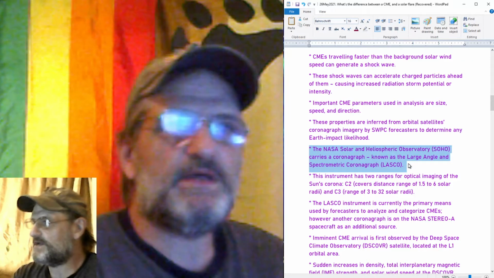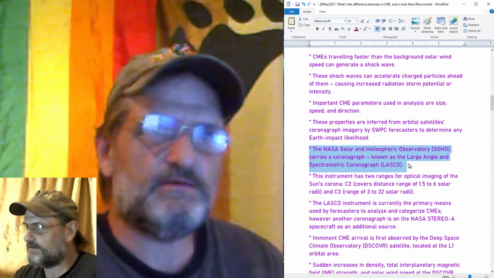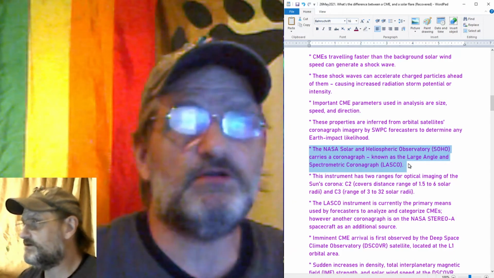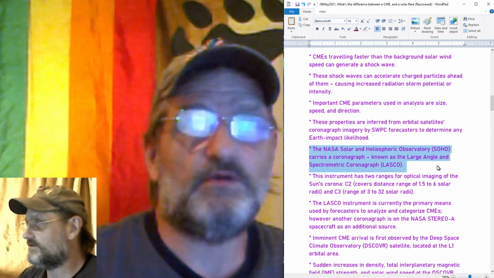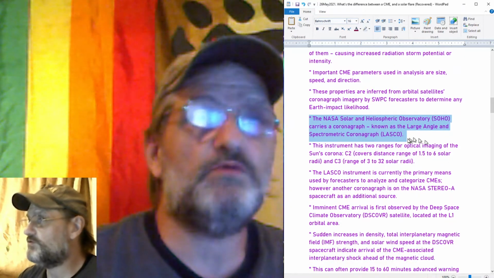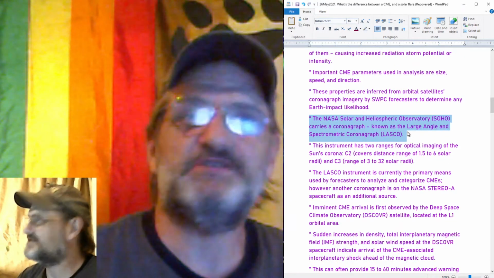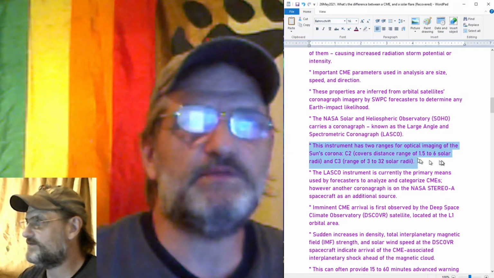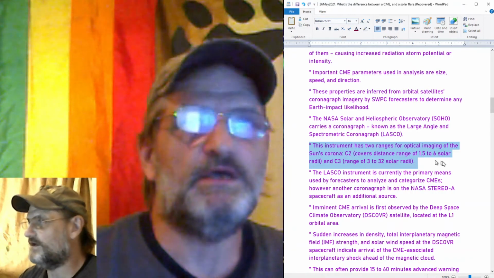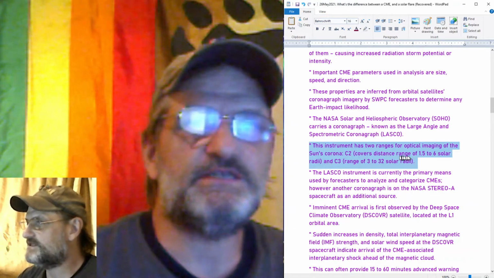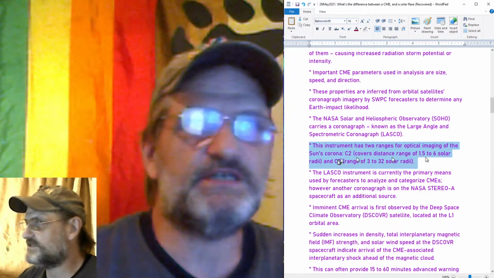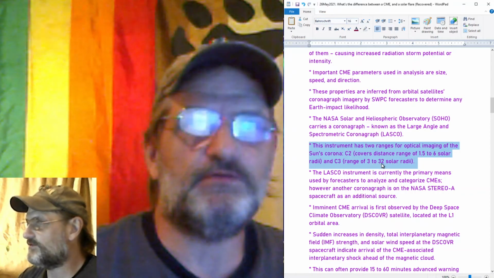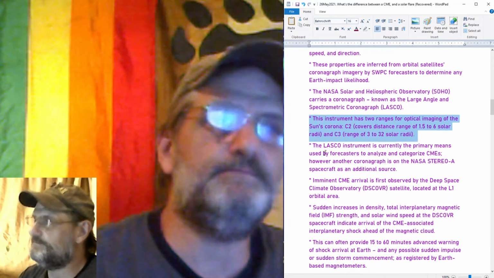The NASA Space and Heliospheric Observatory, SOHO, carries a coronagraph known as the Large Angle and Spectrometric Coronagraph, which is LASCO. This instrument has two ranges for optical imaging of the sun's corona: C2, which covers a distance range of 1.5 to 6 solar radii, and C3, which is a range of 3 to 32 solar radii.